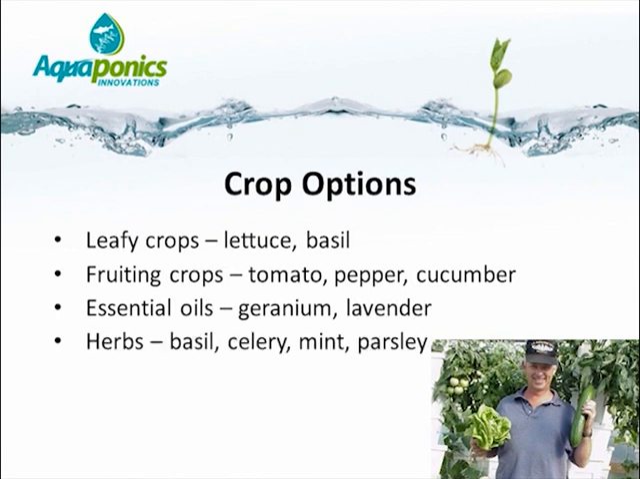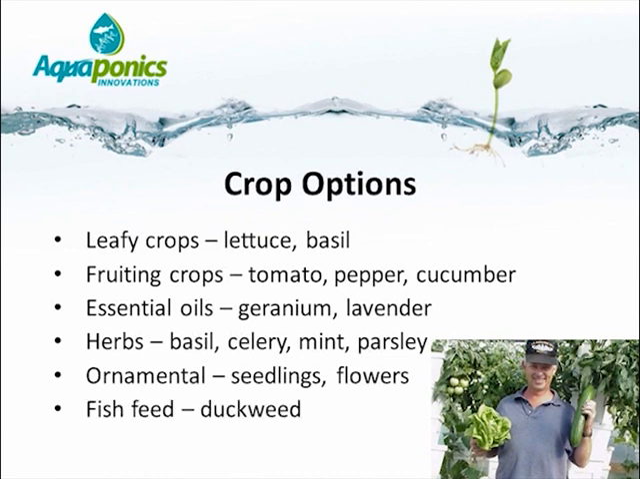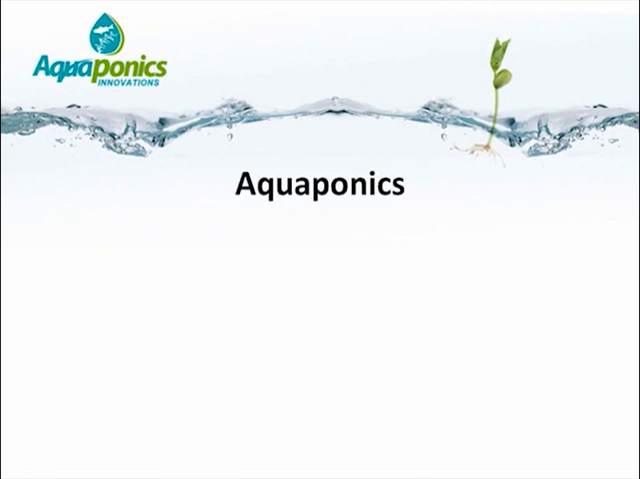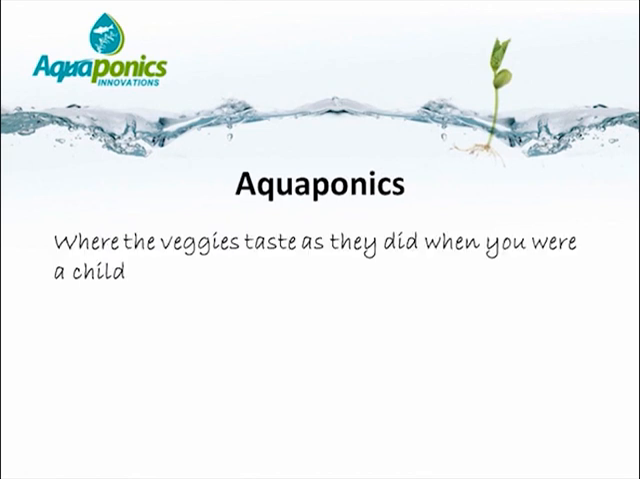Herbs such as basil, celery, mint, parsley, and so forth do extremely well in aquaponics. There is potential to grow ornamental seedlings and cut flowers, and one can also grow duckweed and other forms of fish feed. In summary, therefore, aquaponics is where veggies taste as they did when we were children.